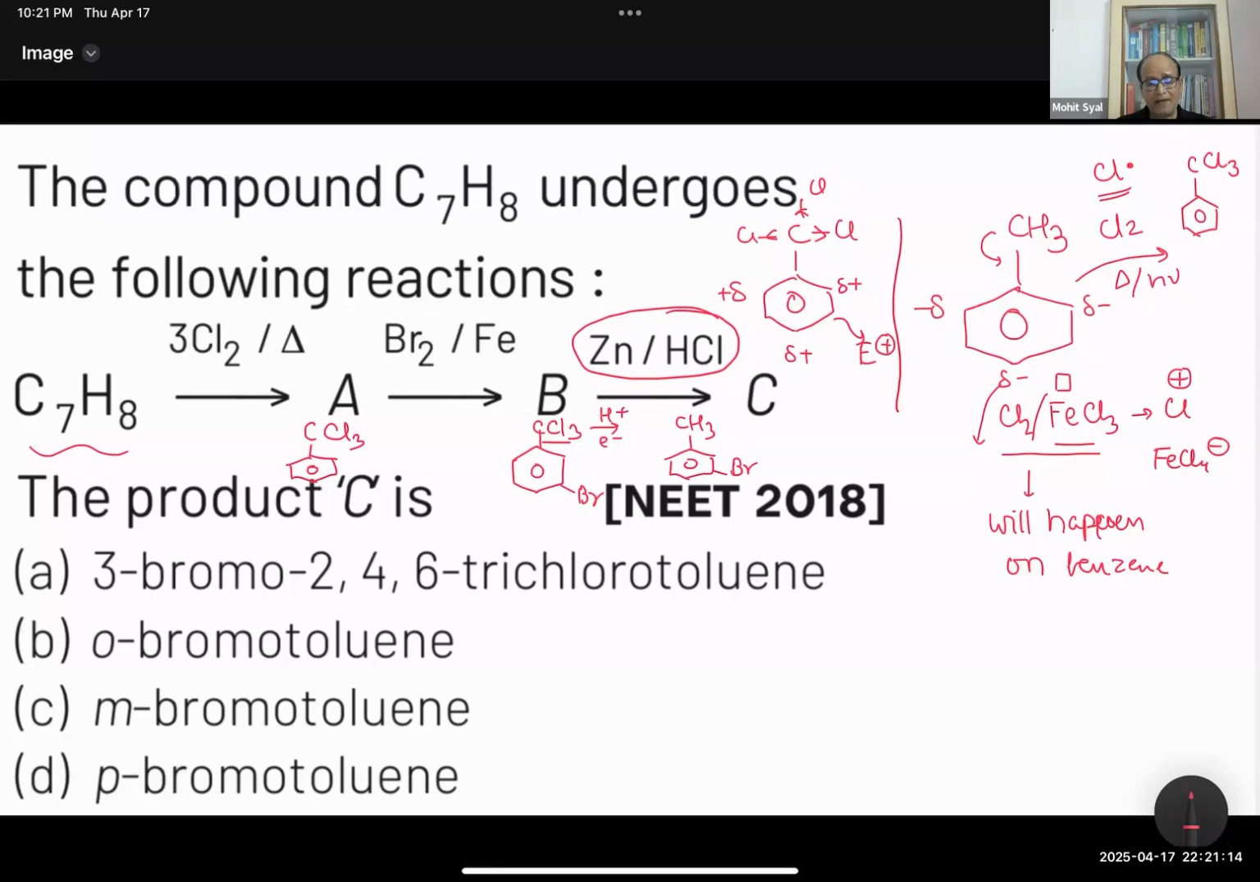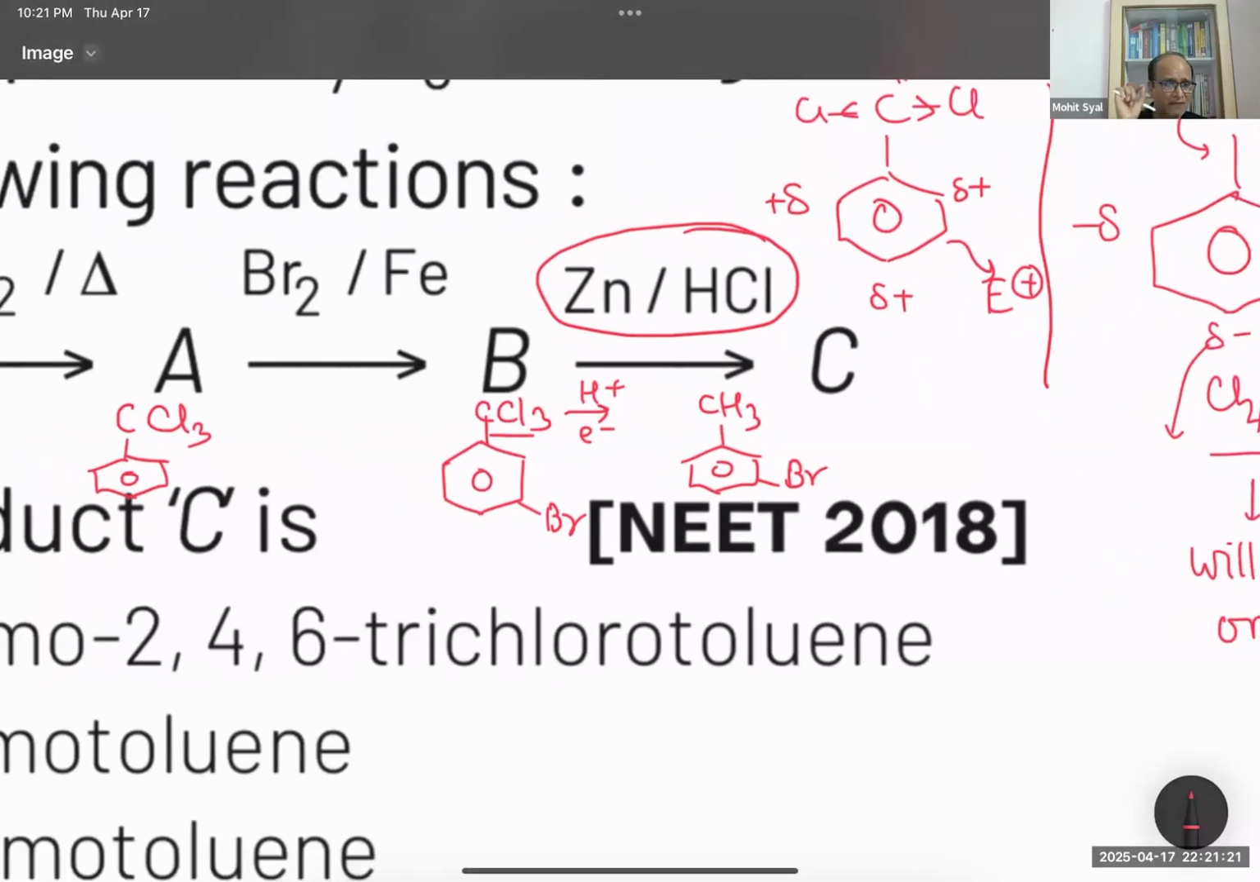That is the question. I have done the reduction. Zinc HCl is a reducing agent. Are you getting my point? But why have I left the bromine as it is? Is there any reason for it? Ibrahim, Jasleen, tell me what could be the reason that I have not touched the bromine in my reaction? Yes, Ibrahim and Jasleen, tell me quickly.